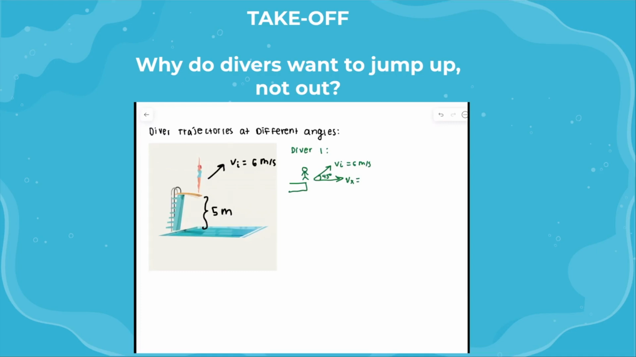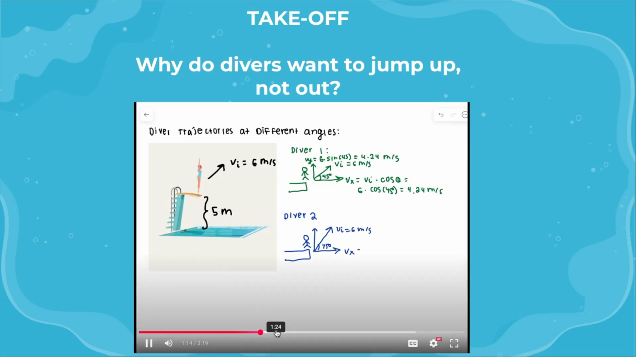The horizontal is going to be equal to initial velocity times cosine theta, and the vertical is initial velocity times sine theta. And it's important to find these two components of velocity because horizontal and vertical will be independent of each other. So the only thing that determines when the diver reaches the pool, a 0 meter height, is going to be that vertical component, which is impacted by the acceleration downwards due to gravity. The horizontal component does not get acted on by this, and we're going to say it's constant. So here we can see that at a 45-degree angle, the horizontal velocity is 4.24 meters per second.